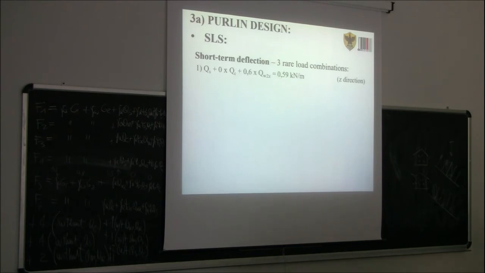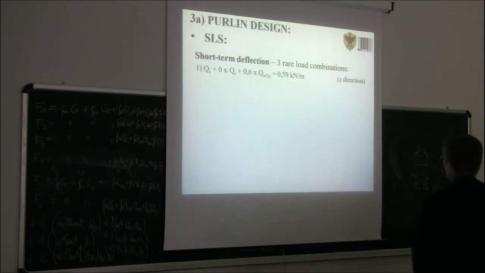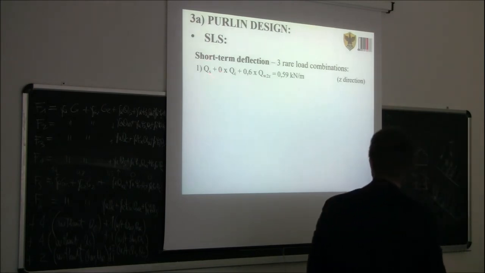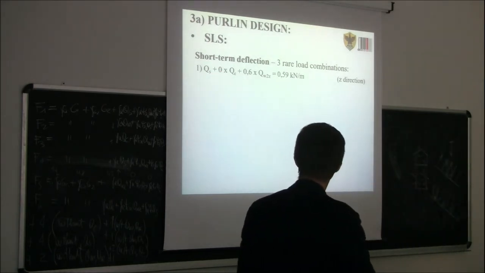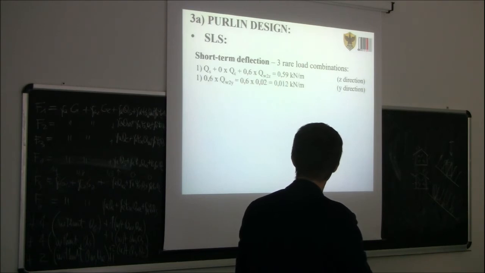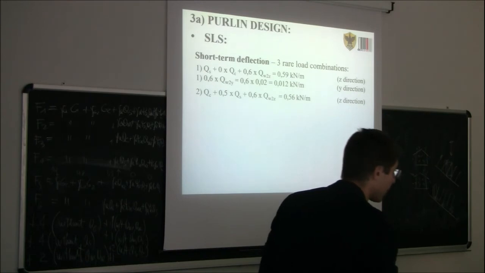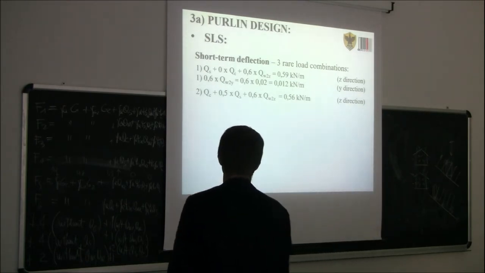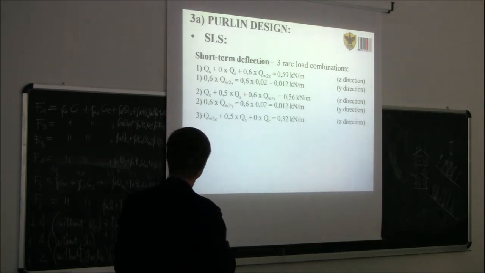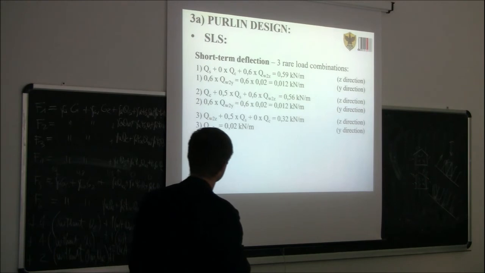So here are the 3 different load combinations. First we put QS as a basic action, and we get 0.59 kN per meter. Then we put QC, maintenance, as a basic action. We get 0.56 kN per meter because, of course, the other values are multiplied by the coefficient psi 0. And then we do QW2Z as a main condition, and we got 0.32 kN per meter.